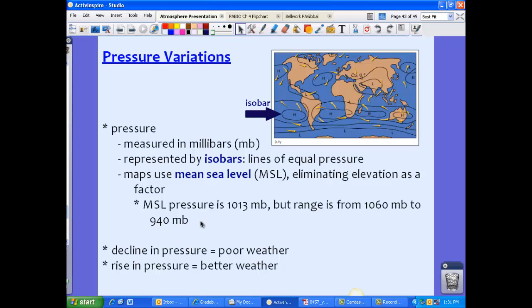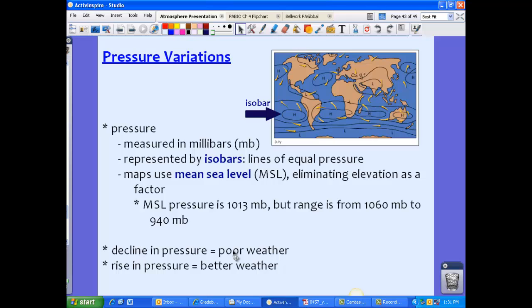Now, overall, the mean sea level pressure is about 1013 millibars. However, there is a range from about 1060 to 940. So these aren't really high pressures or really low pressures. Remember, this is your mean pressure.